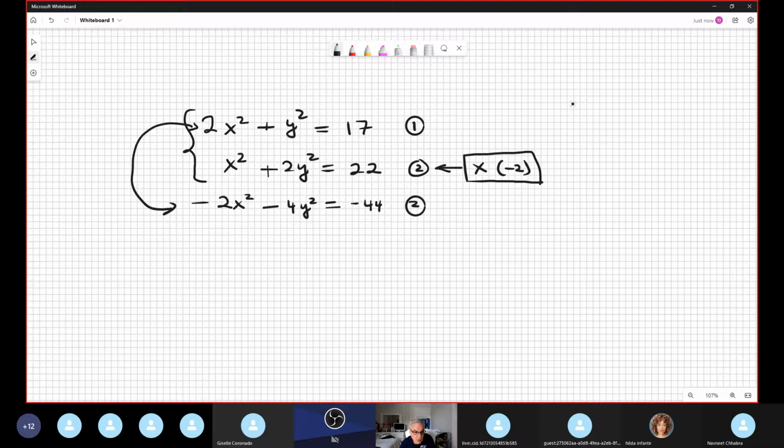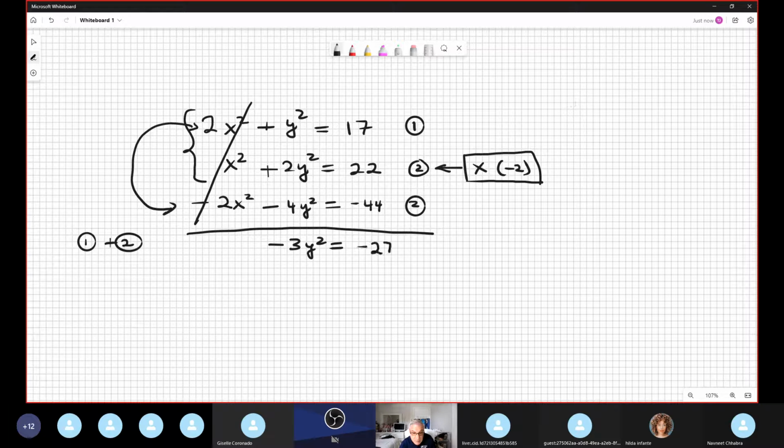If you add column by column, 1 plus 2, this is canceled. That was the intention. We have minus 3y squared equal 17 minus 44 gets -27. Divided by -3 both sides. Y squared is equal to +9. And you apply square root because it's a quadratic equation, using the square root method. Y alone is plus or minus 3.